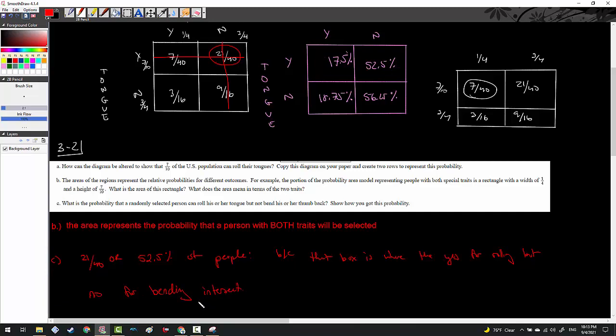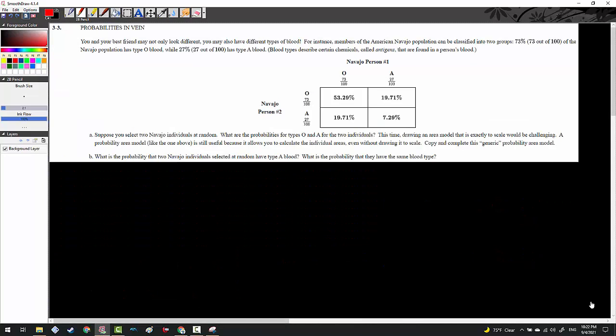And that would be how we got it. So 21 out of 40 or 52.5%. So that's 3-2. I'll be back with 3-3. And we're back with problem 3-3.